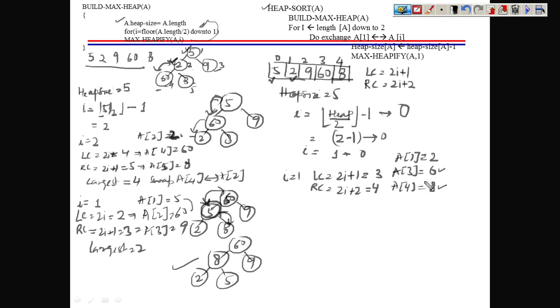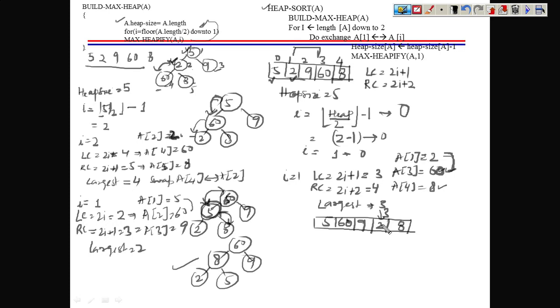Here a of 3 is 60. Now you will find which is the largest index. The largest will be index 3, so you are going to swap a1 and a3. When you swap a1 and a3, your new array will be like this: 5, 60, 9, 2, and 8. And you are here, at index 3, so you have to again apply the Heapify.